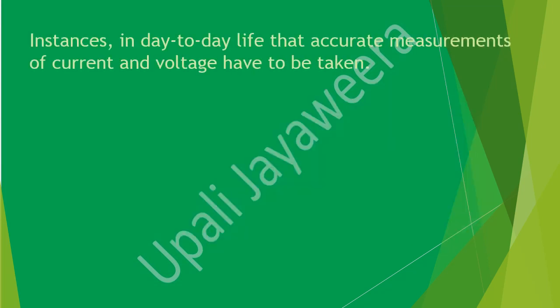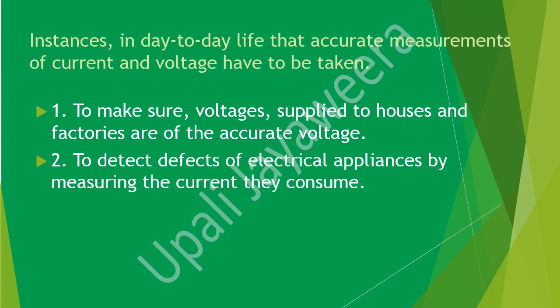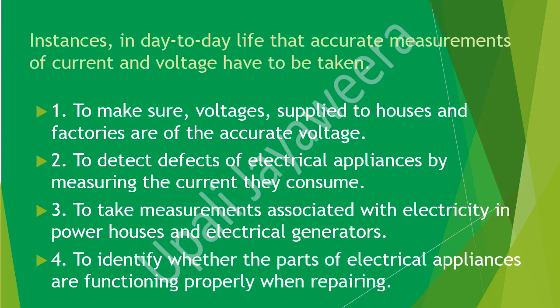Now we'll find out some instances in day-to-day life where accurate measurements of current and voltage have to be taken. To make sure voltages supplied to houses and factories are of the accurate voltage. To detect defects of electric appliances by measuring the current they consume. To take measurements associated with electricity in powerhouses and electrical generators. To identify whether the parts of electrical appliances are functioning properly when repairing.